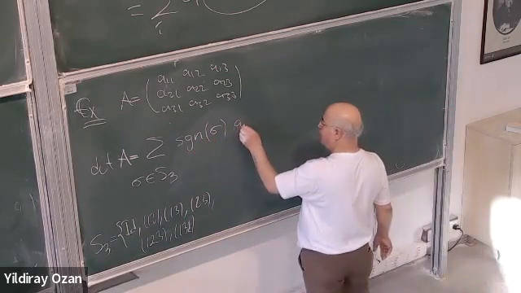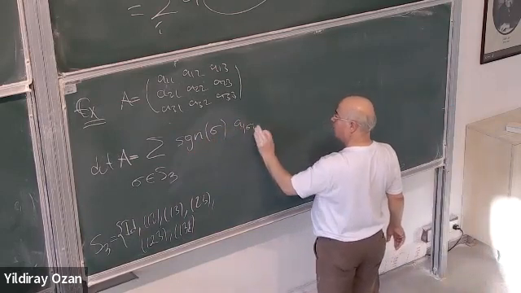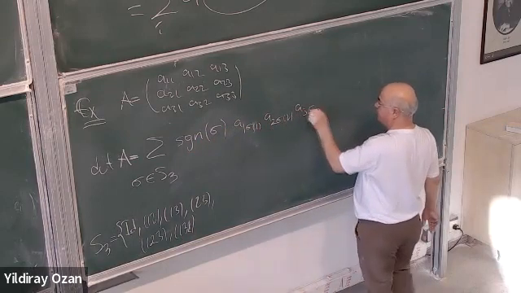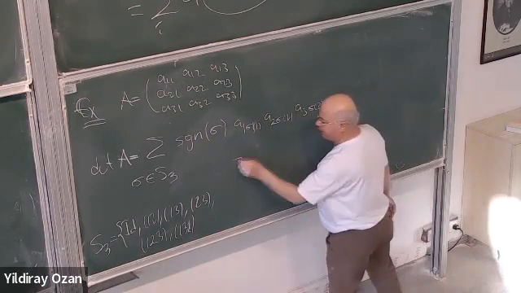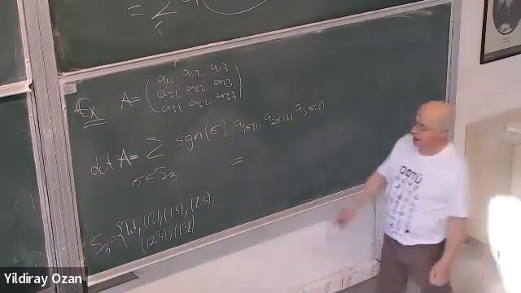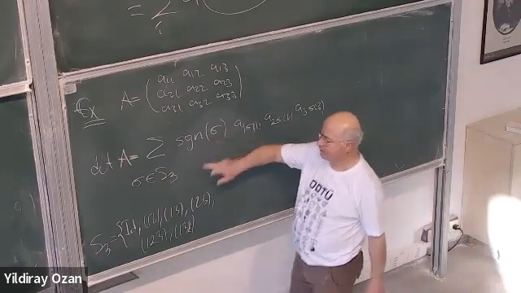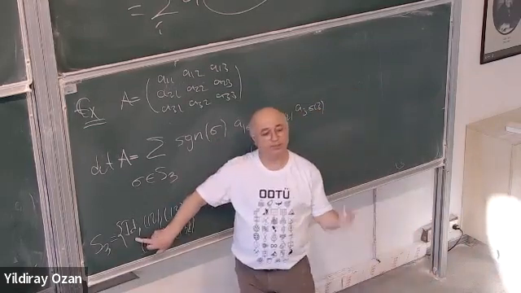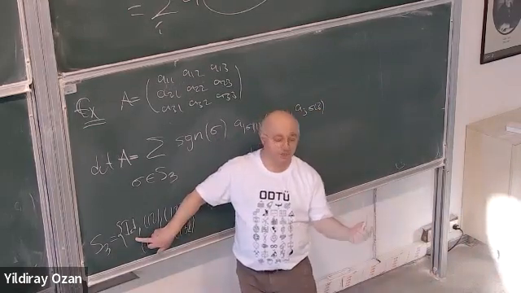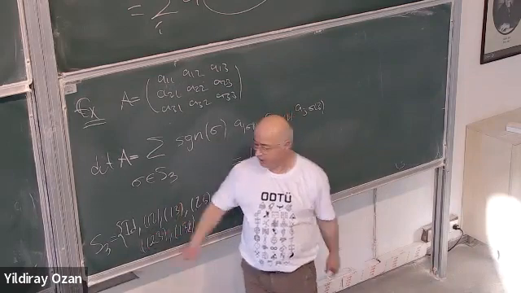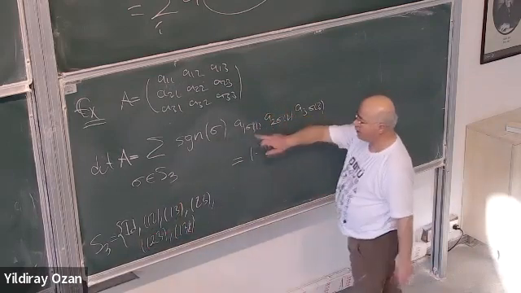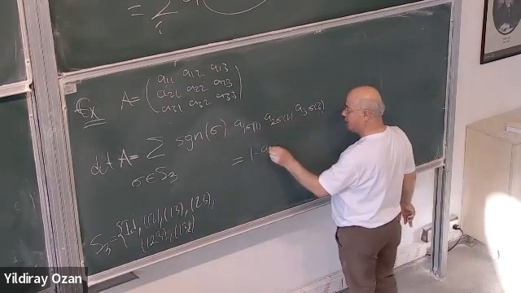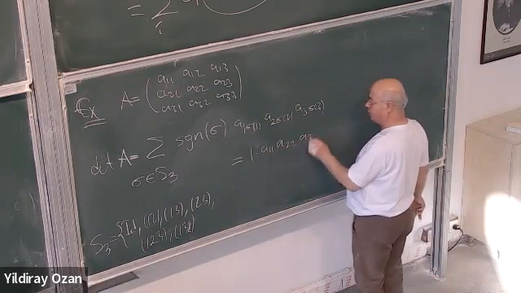Okay, and then A1 sigma 1, A2 sigma 2, A3 sigma 3. So what will be the elements? If you choose the identity element, the sign is 1 because it can be written as a product of 0 transpositions, and 0 is an even integer. And then the identity maps 1 to 1, 2 to 2, 3 to 3. So this is just A1,1 A2,2 A3,3.